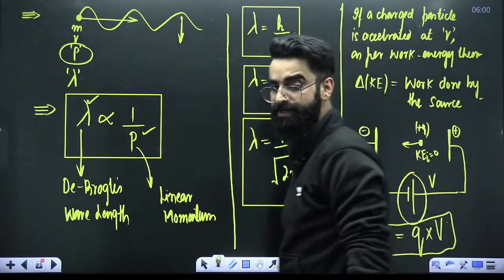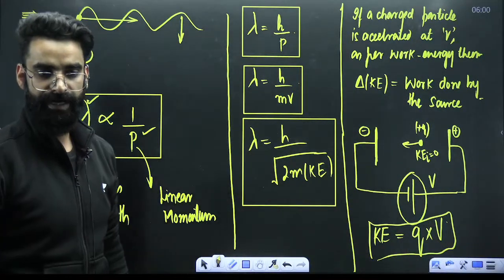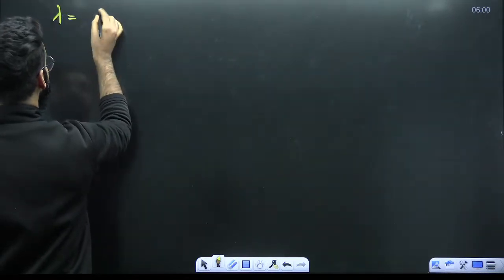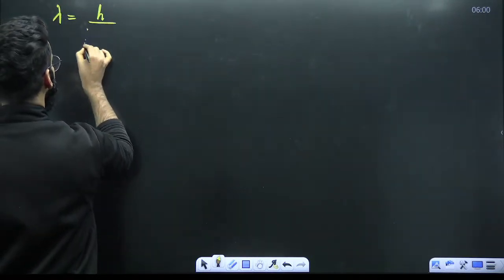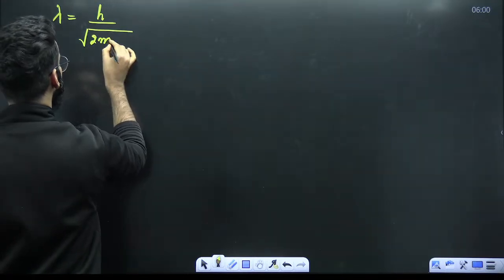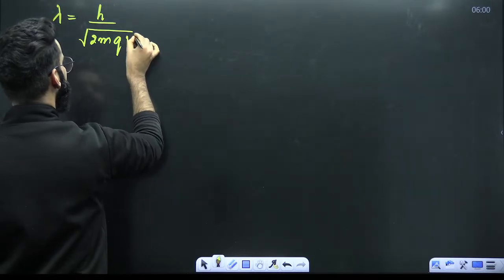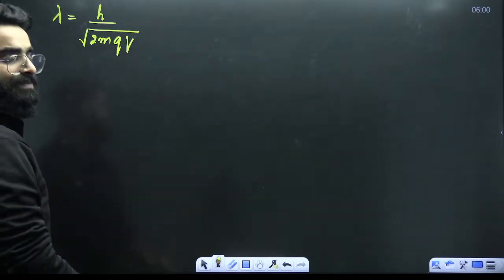That means we are going to get one more result. And the result is lambda, de Broglie's wavelength, is equal to h upon under root of 2m multiplied by kinetic energy. Instead of that, you'll write charge on the particle multiplied by voltage at which it is being accelerated.